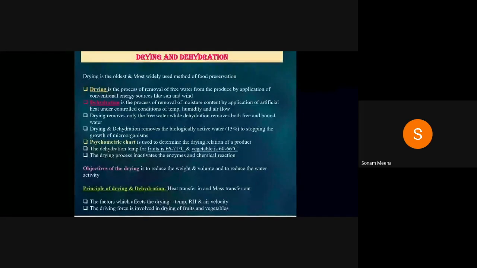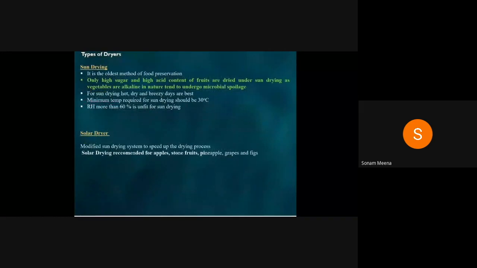Its principle: heat transfer in and mass transfer out. The factors which are required while drying: temperature, relative humidity, and air velocity. The driving force involved in drying fruits and vegetables. Next, these are the types of dryers.